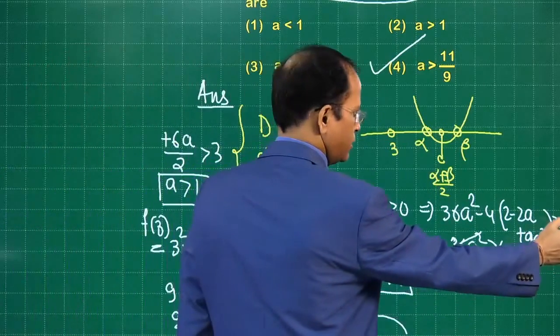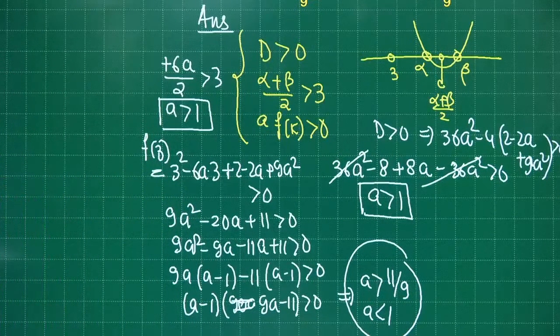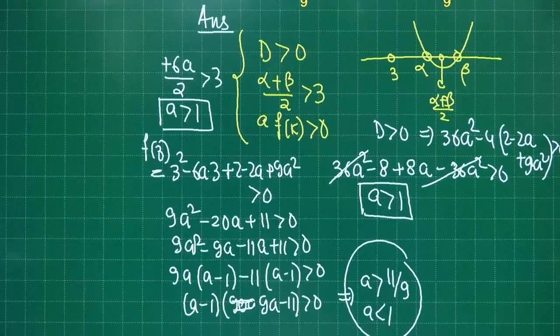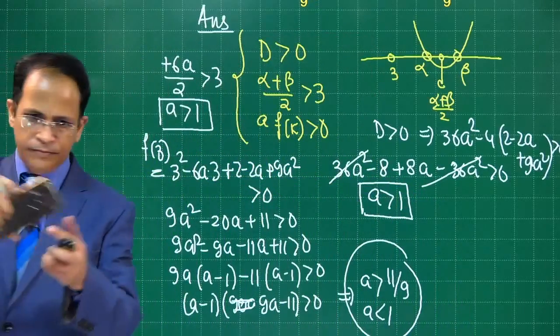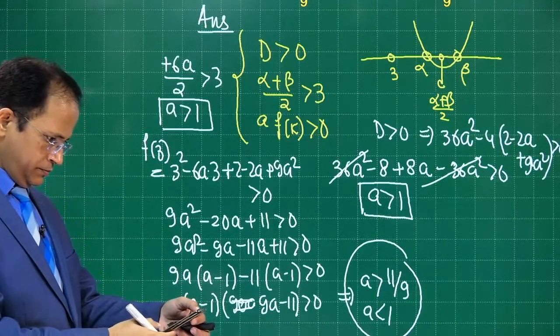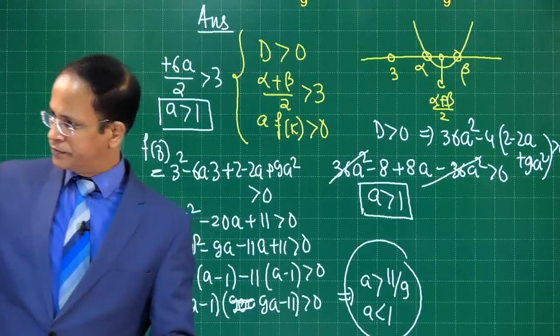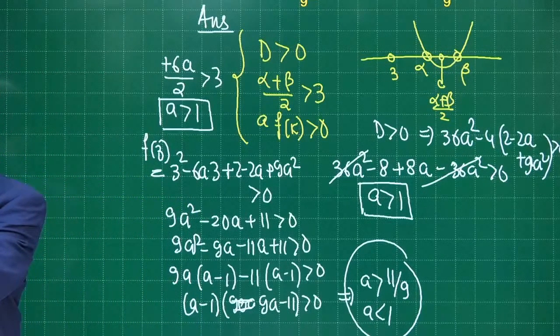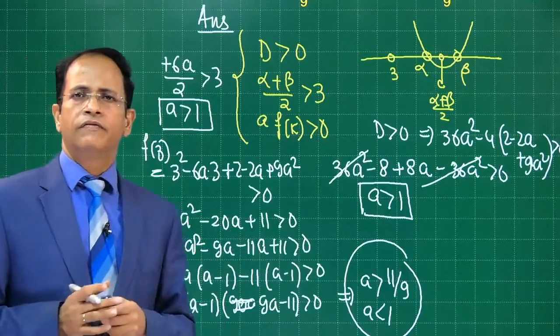So have a look at the calculation part. Let me see if the things are okay. Fine. Just have a look at it. Is this okay now, everyone? Right? Is this okay, all of you? Just have a look at it. So, a is greater than 1, so the final answer will be a greater than 11 upon 9, right?